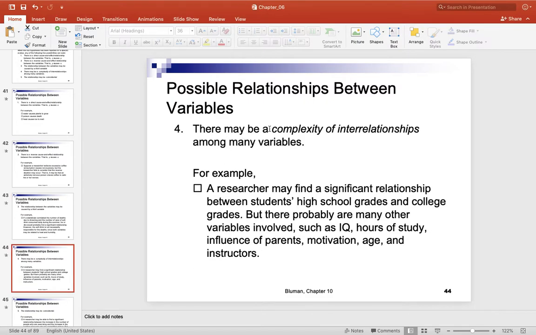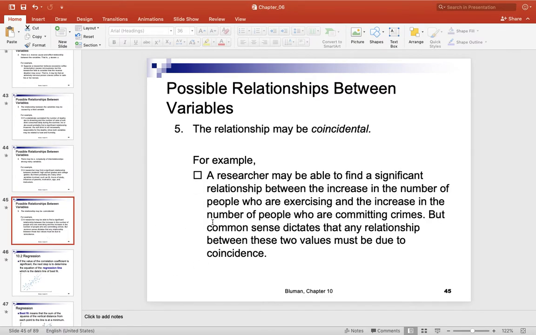And then there may be a complex interrelationship, coming from lots of variables. Here we have IQ, hours of study, influence of parents, motivation, age, and instructors. The last one may be coincidence. A researcher may find a significant relationship between the increase in the number of people who are exercising and the increase in the number of people who are committing crimes. But common sense dictates that any relationship between these two variables may be due to coincidence.